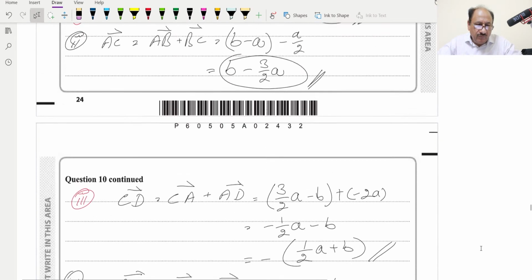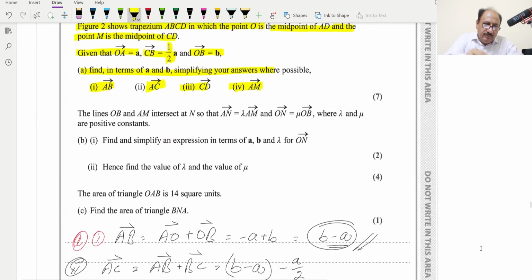Now we can move to part B. Part B says find and simplify an expression. So from here, the line OB and AM intersect at N, so that AN is equal to lambda AM and ON is equal to mu OB, where lambda and mu are positive constants. Find and simplify an expression in terms of A and B and lambda for ON. So ON is equal to A plus lambda AM.